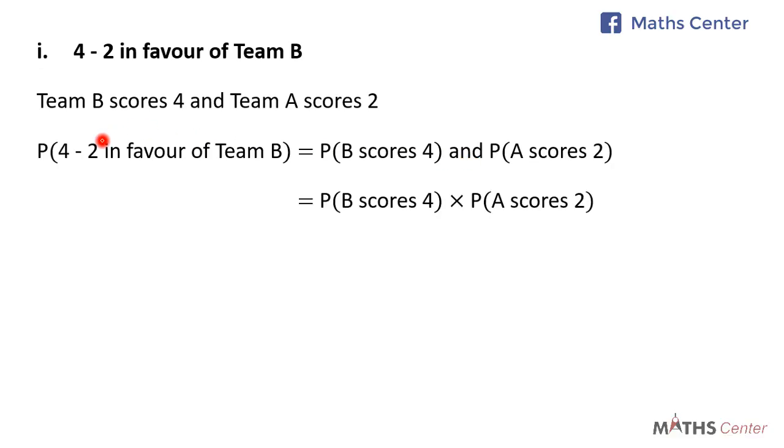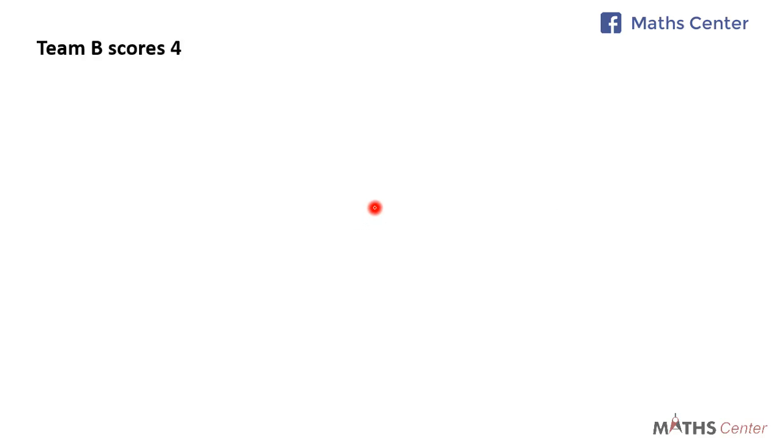So here, the probability that the shootout ends 4-2 in favor of team B will be equal to the probability that team B scores 4 times the probability that team A scores 2. So we are going to find the probability that team B scores 4. Then we will find the probability that team A scores 2. And then after that, we will multiply them to get the probability that the penalty shootout will end 4-2 in favor of team B. Let's begin with the first one, the probability that team B scores 4.